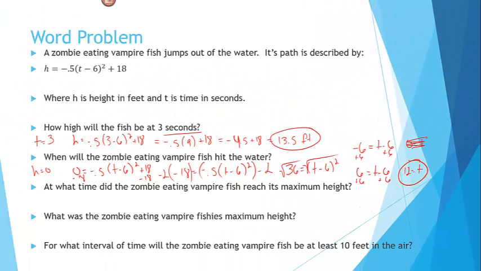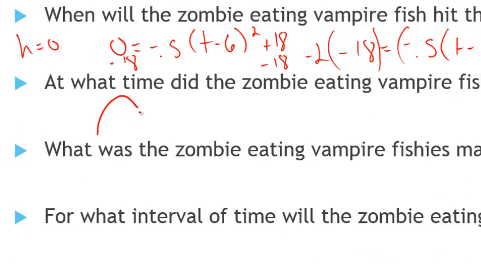Now, next question. At what time did the zombie-eating vampire fish reach its maximum height? Now, shortcut here. We have a parabola, right? The fish jumped, reached its maximum height, and then at the same time, it fell down and hit the water at 12 seconds. So 0 and 12. Now, what's in between 0 and 12? It's maximum height, because it's a parabola. So then, 12 divided by 2 is what? 6. So at 6 seconds, the zombie fish was at its maximum height.